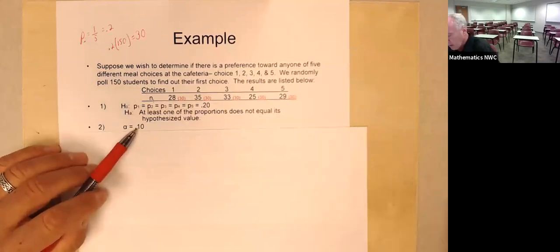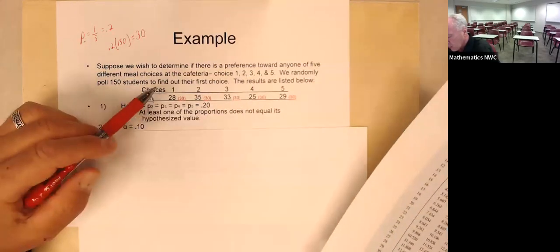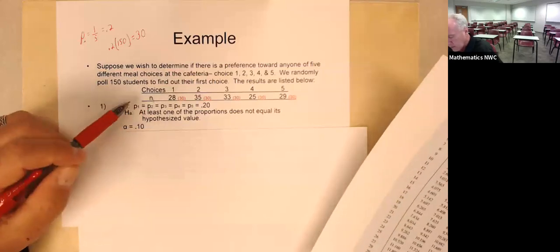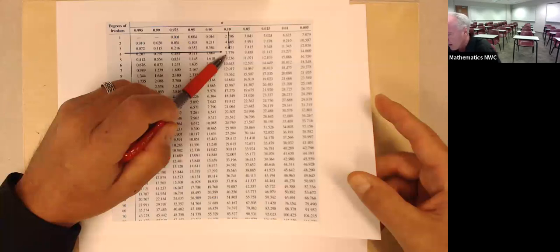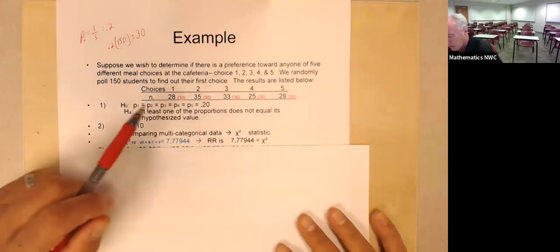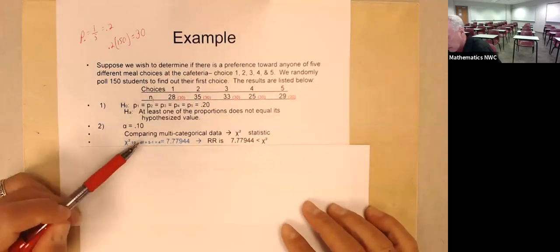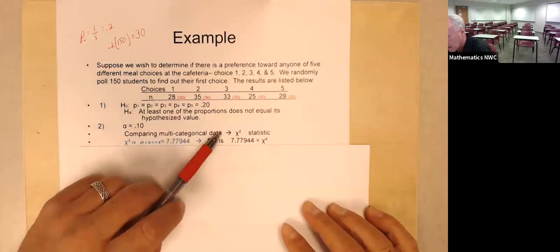Well, let's get our rejection region. Okay, there were 5 categories, so K minus 1, 5 minus 1 is 4 degrees of freedom, alpha level at 10. 4 degrees of freedom, alpha level at 10 is 7.779. That's why my rejection region is chi-squared is greater than that number, 7.779. You don't need this in blue. I was just trying to show where it came from. You do need, comparing multi-categorical data, tell your audience I'm using the chi-squared statistic.